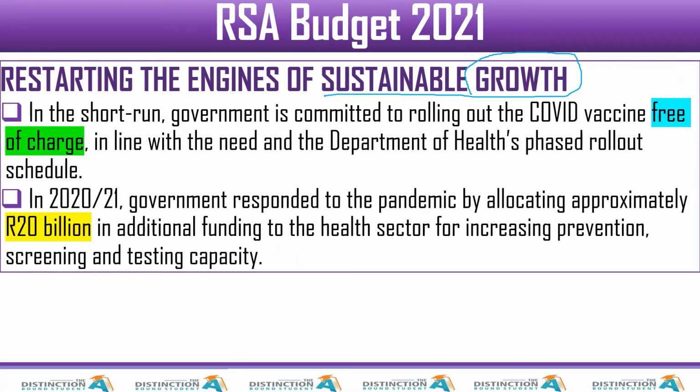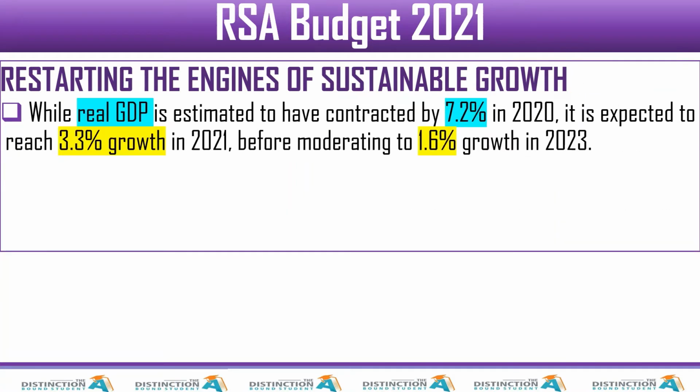In 2020-21, the government responded to the pandemic by allocating approximately 20 billion rand in additional funding to the health sector. So to what had been tabled in last year's budget, they added an additional 20 billion to help assist. So all this is part of government spending.